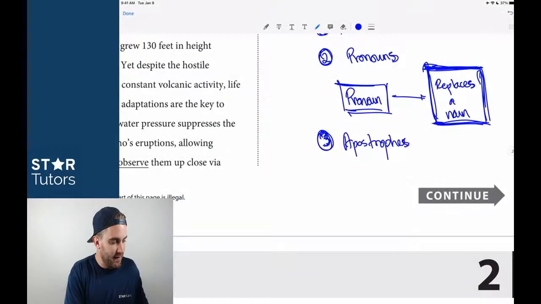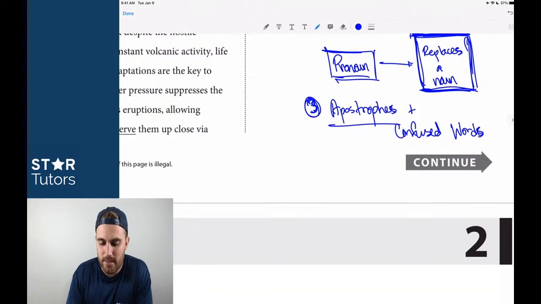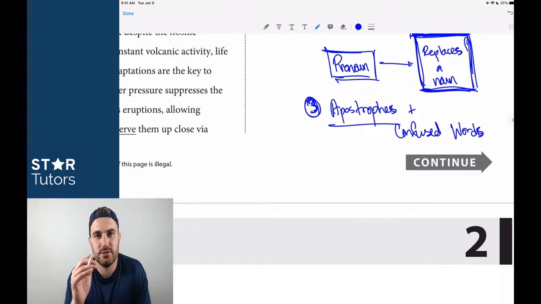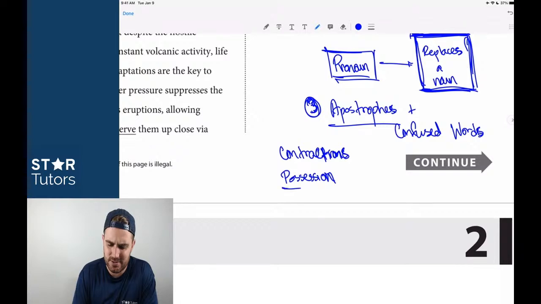The final thing I want to talk about today is apostrophes and confused words. Again, this is a lesson chapter within Star U. It's very important that you know your apostrophe rules. You want to remember that apostrophes only show up within contractions in the English language, and they show up as possession. This is all in the lesson chapter on Star U. Sorry, guys, it's Monday.